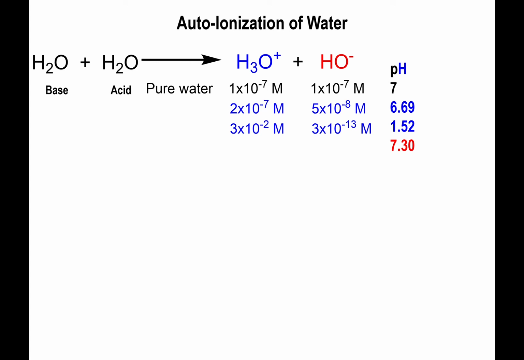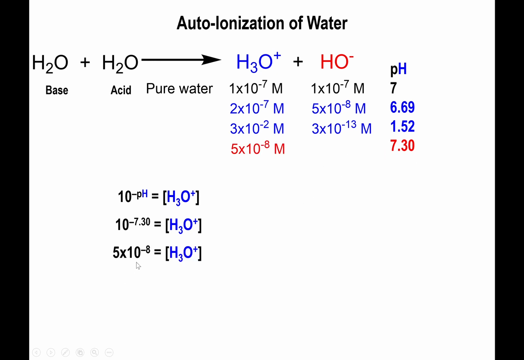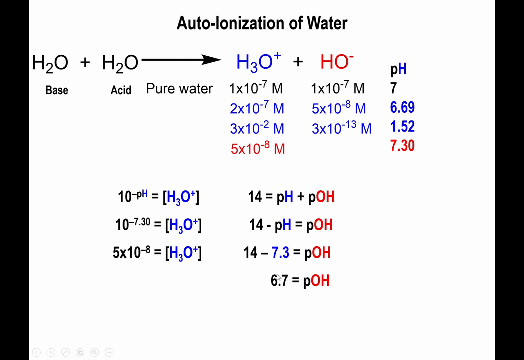Let's say we start with the pH, 7.30, and we want to find the other values. What we can do is first take the anti-log of the pH, that will be 10 to the negative pH, or 10 to the negative 7.3 in this example. That will equal 5 times 10 to the negative 8 concentration for hydronium. At this point, we could use the pH to get the pOH, so subtract 7.3 from 14 to get a pOH. In this case, that is 6.7.